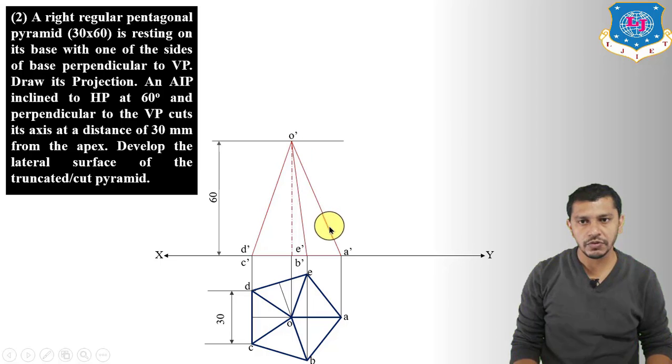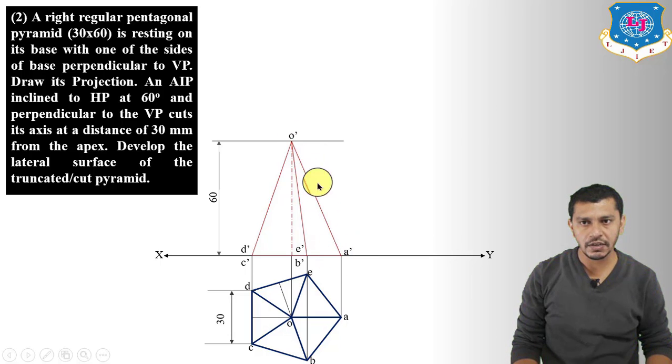Now first of all we have to show the basic development of the surfaces before taking the section. Right now in the elevation, the slant edge O dash A dash will give us the true length. And how can we say that O dash A dash gives us the true length?